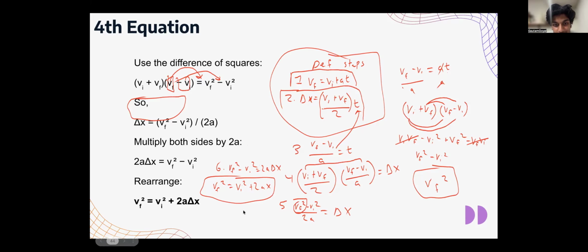Geetika, Sinchana, do you guys, where did the delta go in the sixth step? Oh, basically, okay, Geetika, let me answer her question real quick and then I'll come back to you. Basically, you know how vf squared minus vi squared over 2a is equal to delta x? I just kept it as delta x and I just multiplied 2a to each side. This is where the delta x is right here.